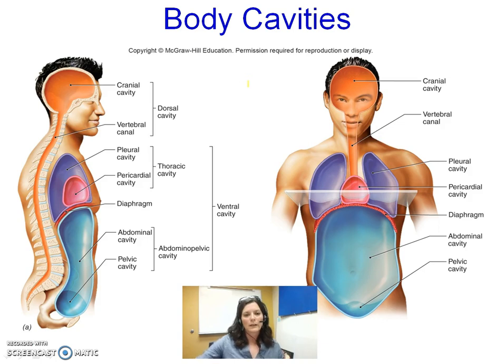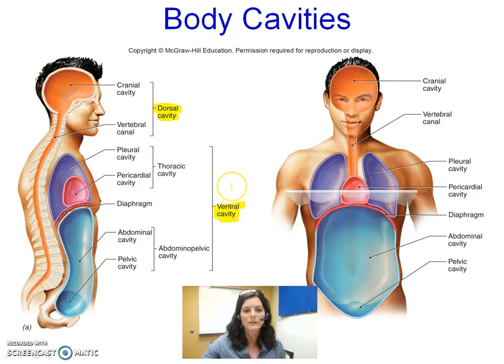So when we take a look at this slide, what you'll notice is that we are actually dividing the body into what we refer to as cavities. These are basically hollow regions that contain specific organs. So we're going to separate the body. We're going to start in the biggest ways that we can divide the body, and then we'll move into smaller segments. First thing we're going to see is that we can separate the body into dorsal and ventral cavities.